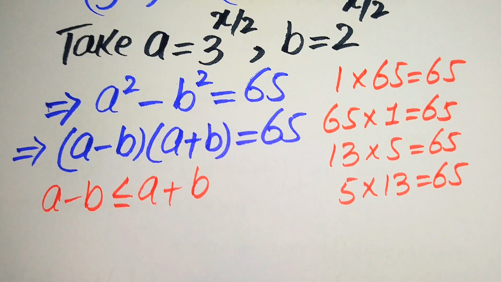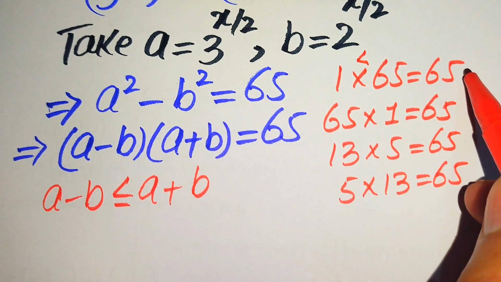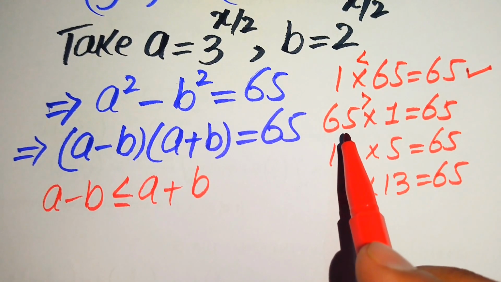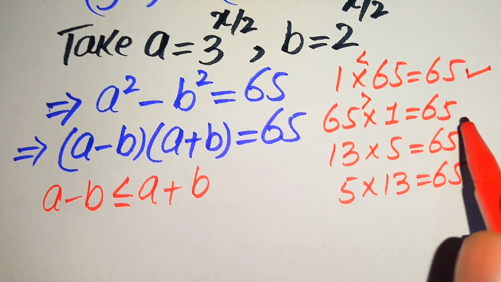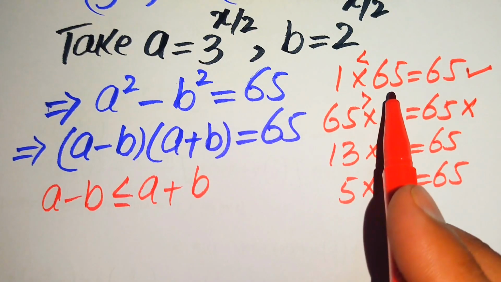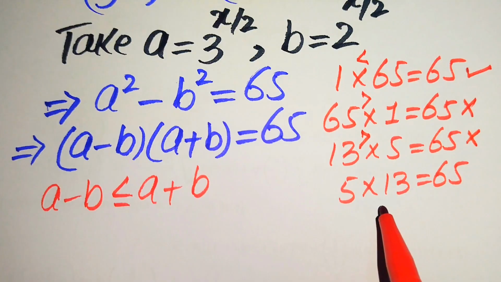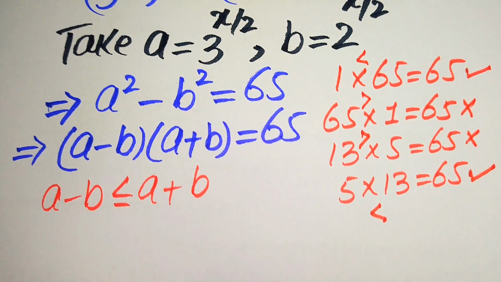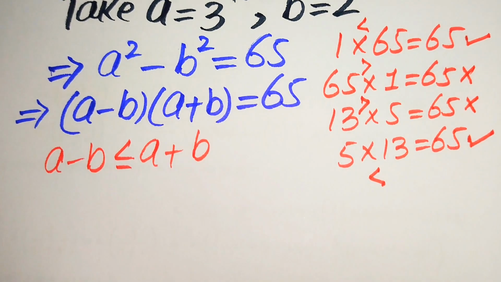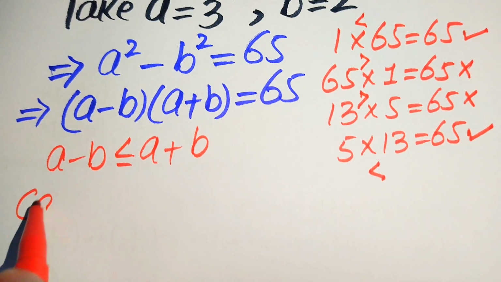You see that 1 is less than 65, so we accept this case. 65 is greater than 1, meaning the first factor is greater than the second, so we reject this case, because we need the first number to be less than the second number. 13 is greater than 5, so we reject this case. 5 is less than 13, so we accept this case. So these are the two possibilities in which the product of the two numbers is 65.